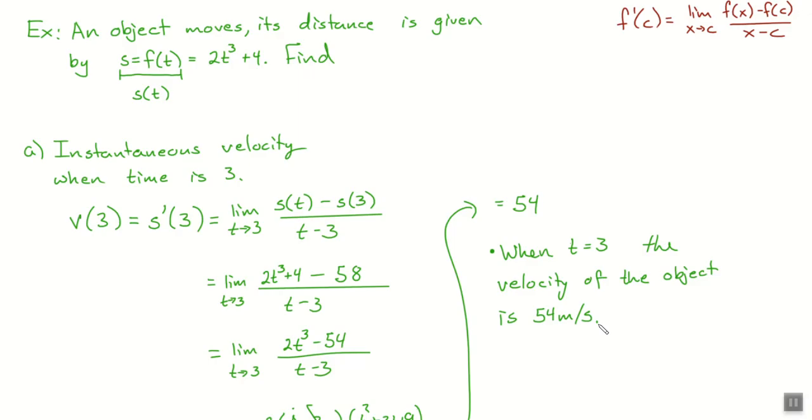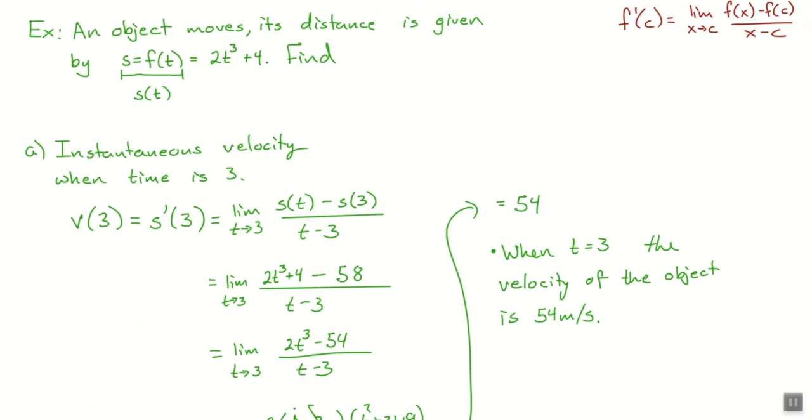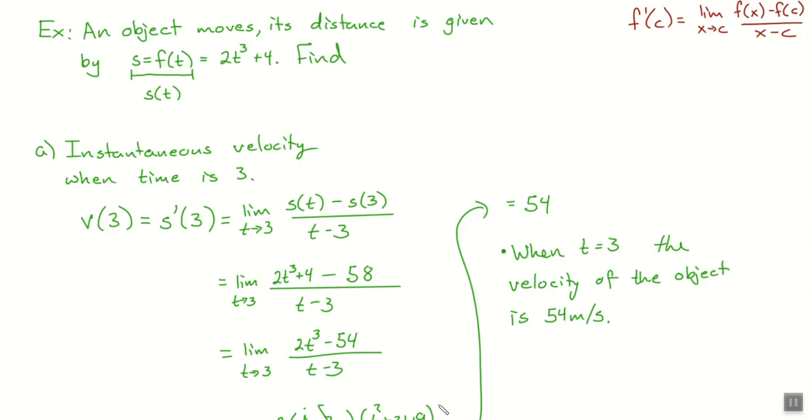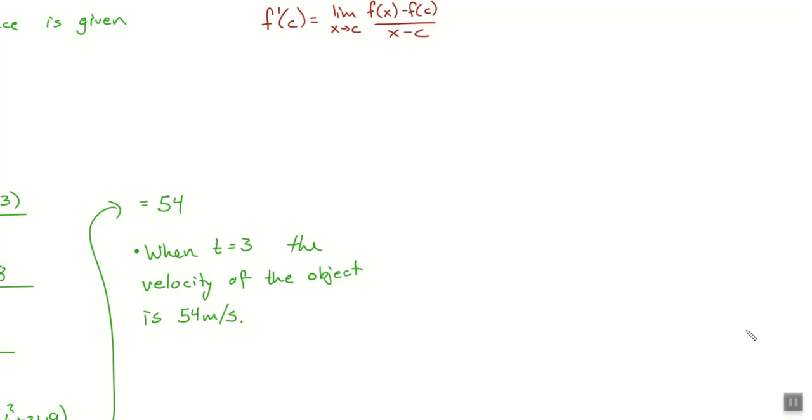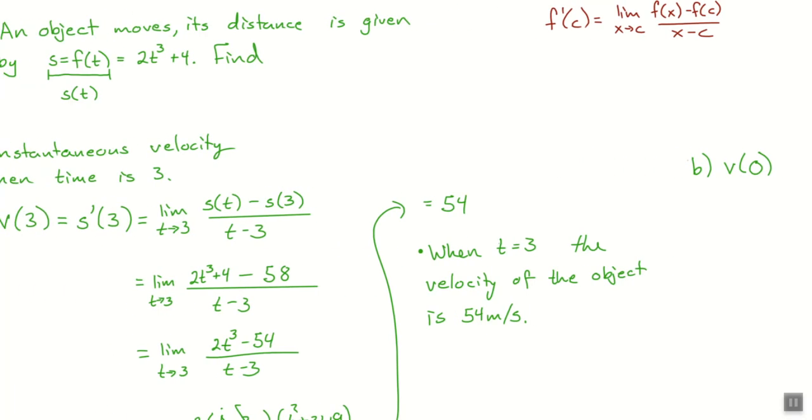Cool. All right. I want you guys to do one more like this. We'll take a quick brain break after that, and then we'll knock out the bigger part of this. All right. On B, I want you guys to find me the instantaneous velocity when time is 0. I'm going to give you a head start. I need to see your limits that you're evaluating. We just found v of 3. I want you to find v of 0.